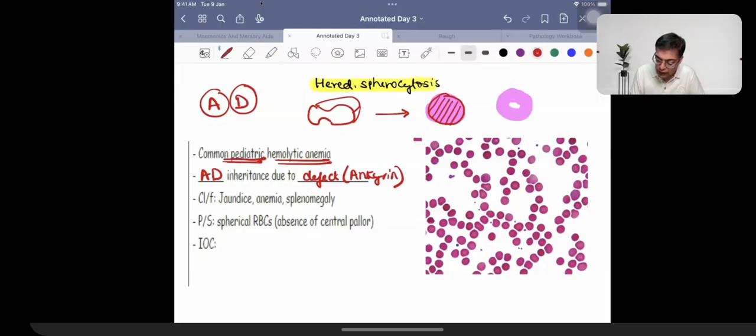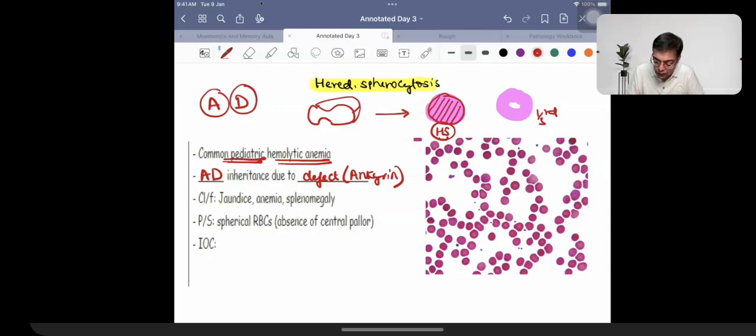Normal RBCs have this kind of appearance, with a central one-third pale area. But in hereditary spherocytosis, will you have any central one-third pale area? The answer is no. 2022's question: a child is going to have hemolytic anemia, because of which the shape of the RBCs becomes spherical. So that is why it is called hereditary spherocytosis.